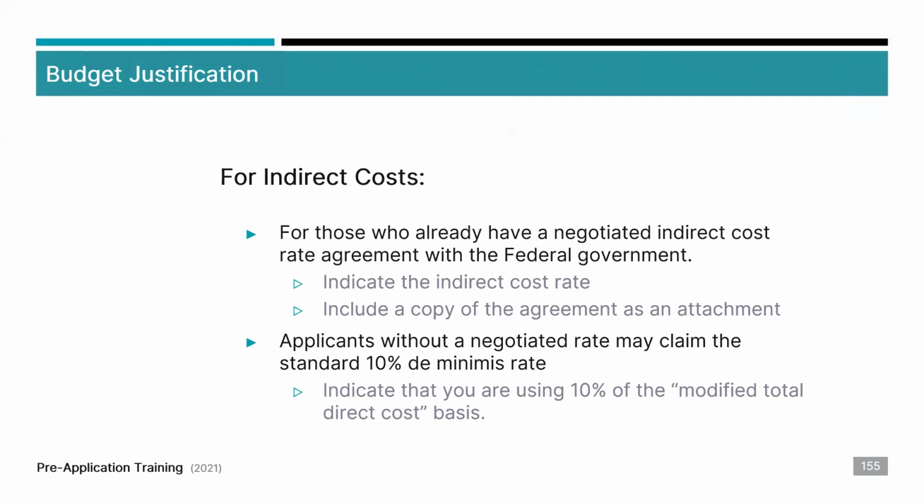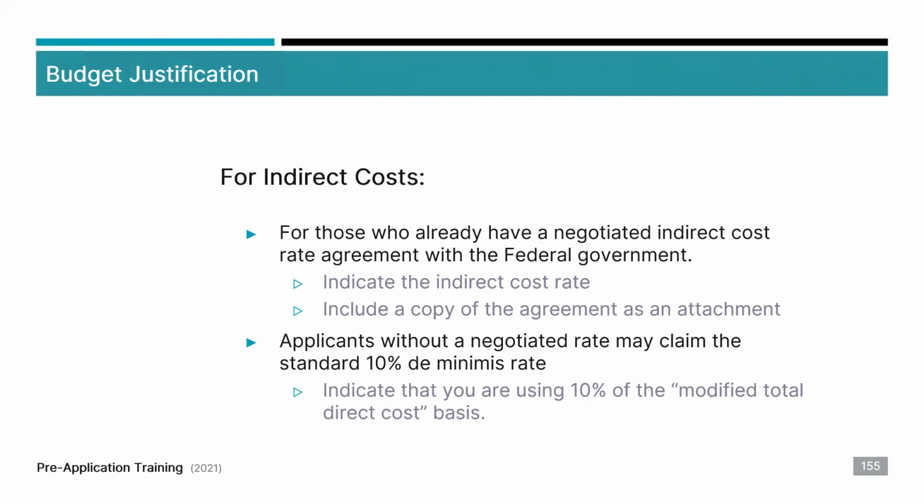Okay, so for indirect costs, those who have a negotiated indirect cost agreement with the federal government, indicate that in your budgets and indicate what the rate is and include it in your request. You also should include a copy of the agreement as an attachment. And there's a lot of people that are in the process of renewing. So just give your most recent agreement and include that in your application. Then when it's finalized, when you're an awardee, you can make adjustments after that.